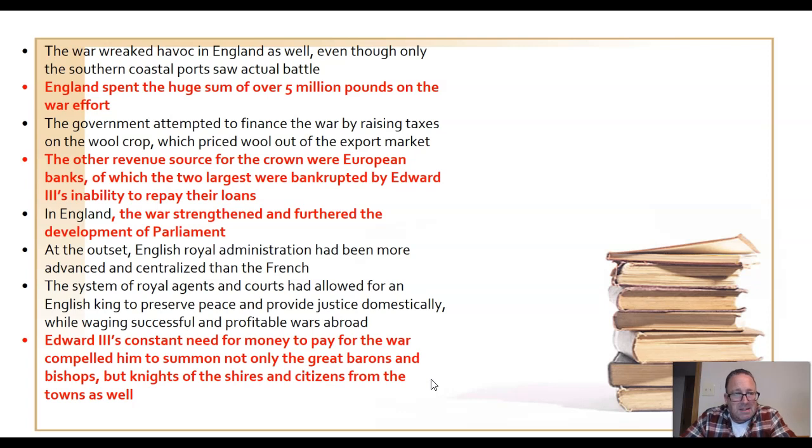is got a mess on its hands. It's in debt. People are unhappy.